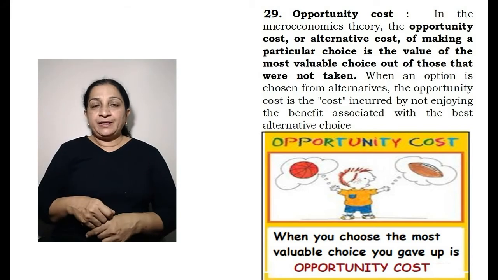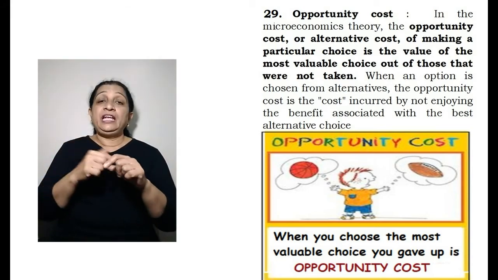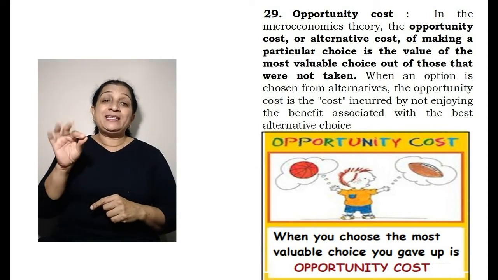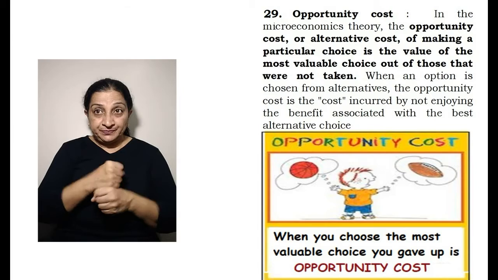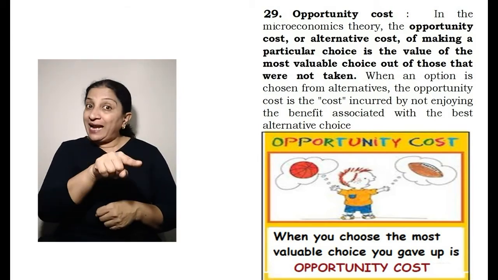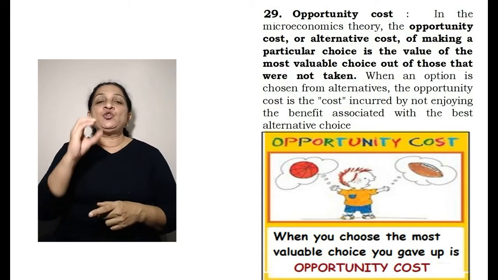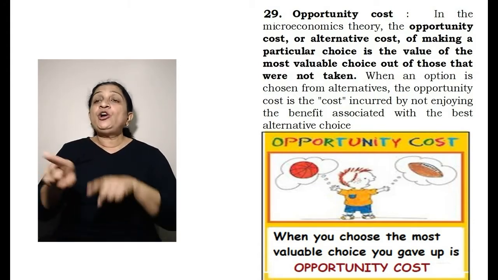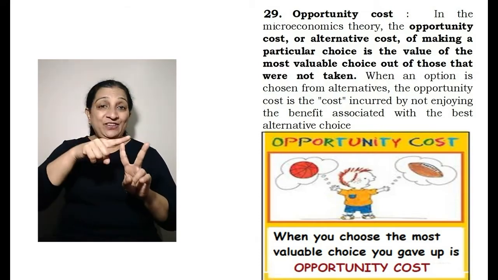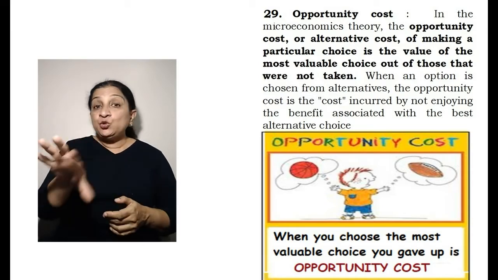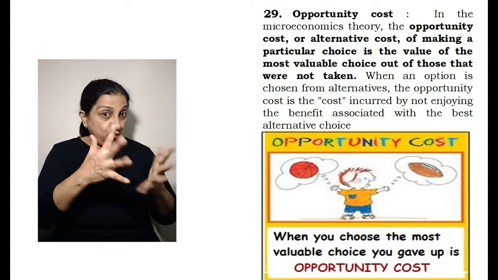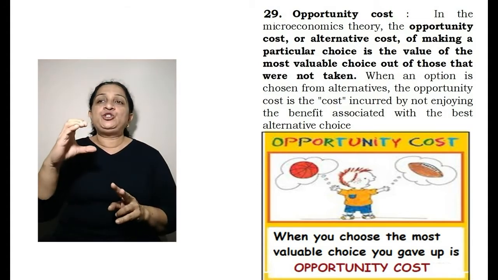Opportunity cost. In microeconomics theory, that is the choice that we make when we have to choose between two things. So that which we do not choose is known as the opportunity cost. For example, if you have to watch TV or study, and you choose to study, then the time that you did not watch TV is known as opportunity cost.